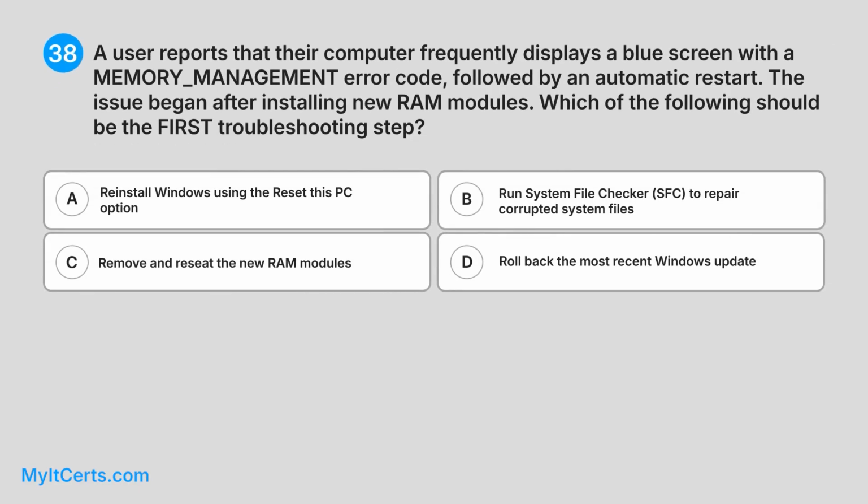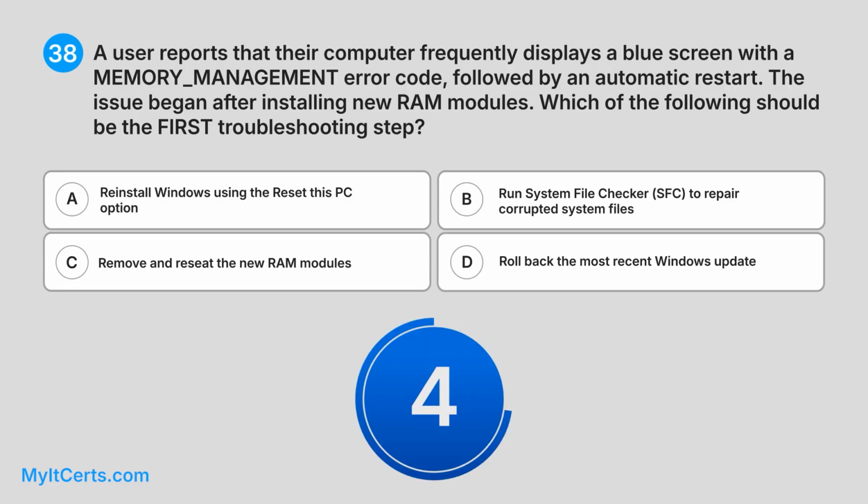38. A user reports that their computer frequently displays a blue screen with a MEMORY_MANAGEMENT error code, followed by an automatic restart. The issue began after installing new RAM modules. Which of the following should be the first troubleshooting step? A. Reinstall Windows using the Reset This PC option. B. Run System File Checker, SFC, to repair corrupted system files. C. Remove and reseat the new RAM modules. D. Roll back the most recent Windows update. Do you know the answer?